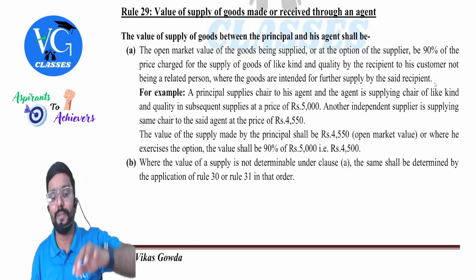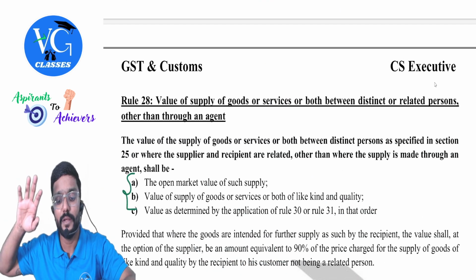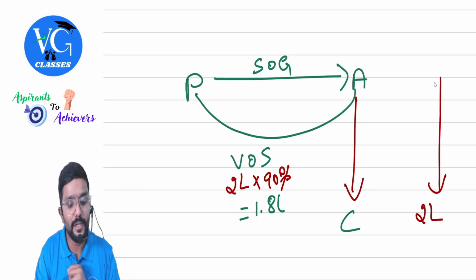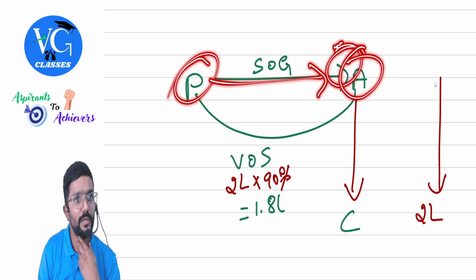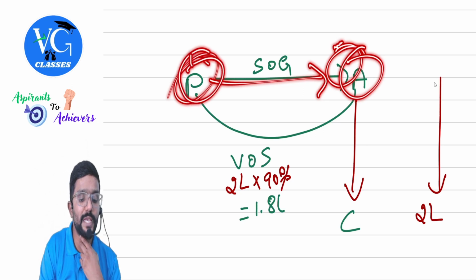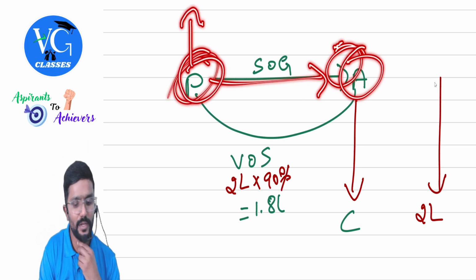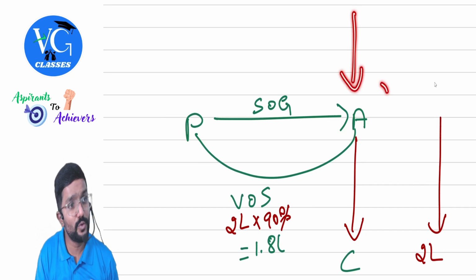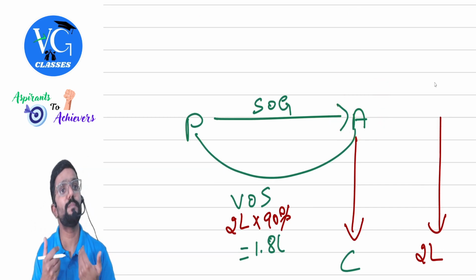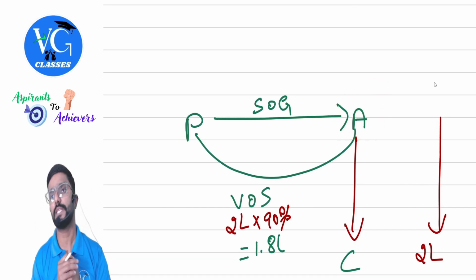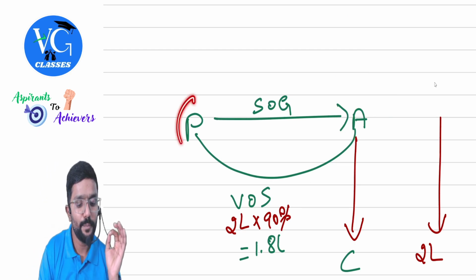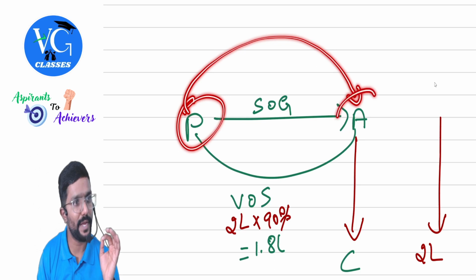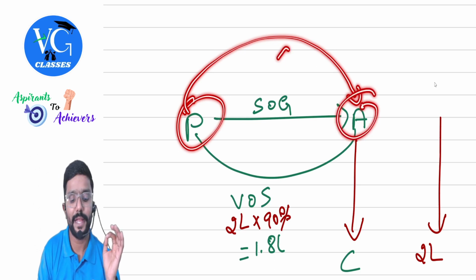4,550 is the open market value. It is like this. Please listen here. Sir, the principal sold the goods to the agent. Now, we are not taking the price at which it is sold. If the principal has sold the same goods to someone else, or if the agent has purchased these goods from someone else, at what price it would have been sold or purchased, we need to check. I repeat, both ways we can take. We are not taking that sale value.